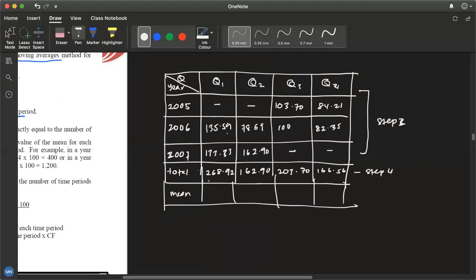So for the mean, 268.92 is the total, divided by how many observations we have previously. So we have 1, 2. So we have 268.92 divided by 2. It should be 134.46. This is 81.45, and this is 101.85, and this is 83.28. So this is still step number 4, right?